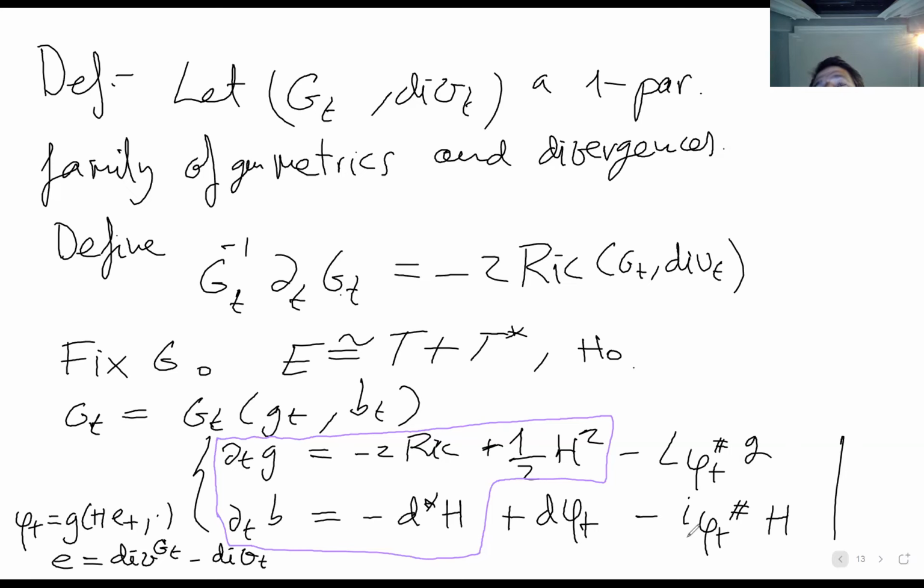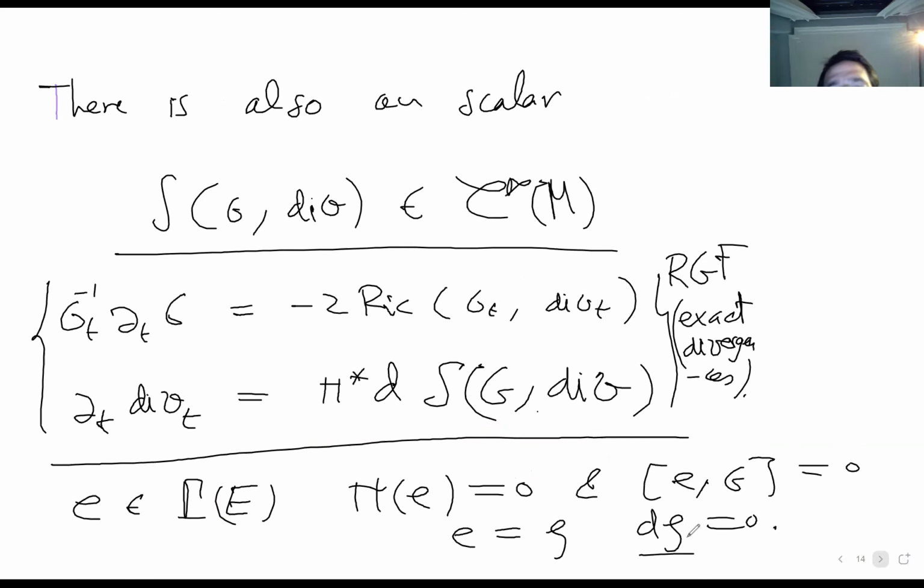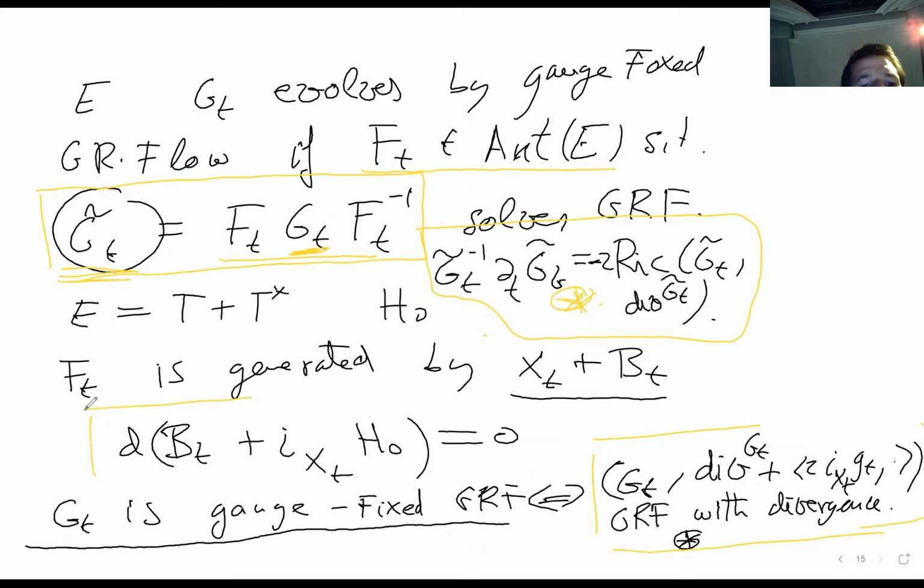Because what is true is that if I have a one-parameter family of exact automorphisms, given by integrating, what I mean is that this condition here encodes a closed two-form given by this. If I impose that this two-form is exact, then it is true that gauge fixed generalized Ricci flow is generalized Ricci flow with divergence. But I need to impose that, otherwise it's not true. So this is the other condition that you need. But in the other direction, the direction you were saying, I think it's true. So any generalized Ricci flow with divergence can be interpreted as some gauge fixed thing.